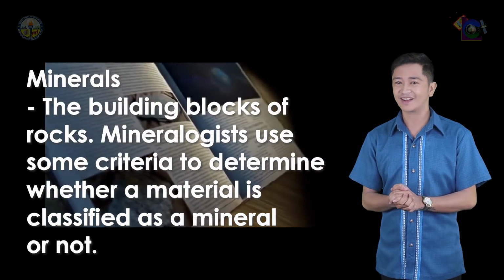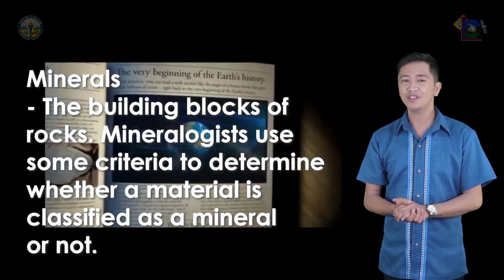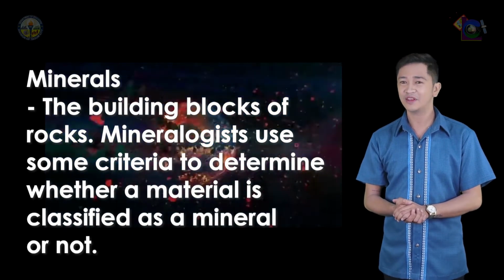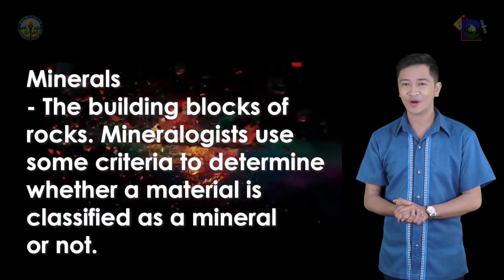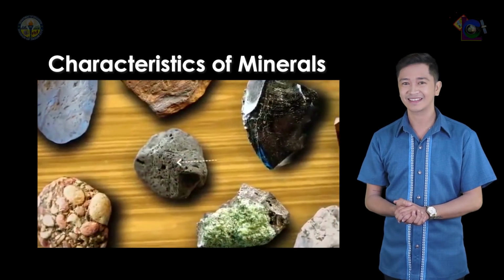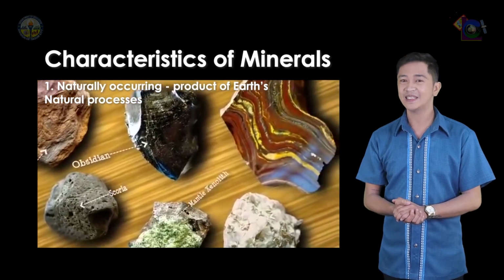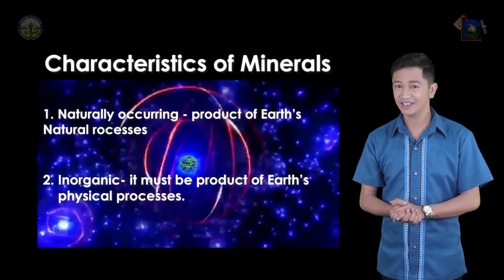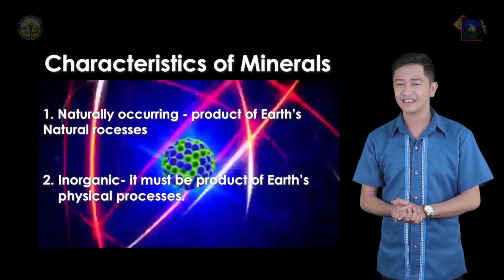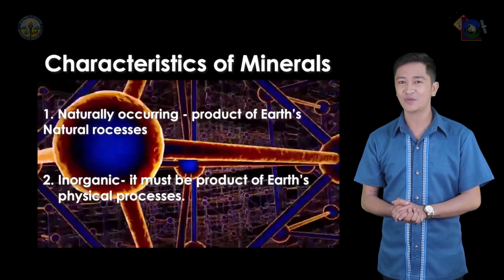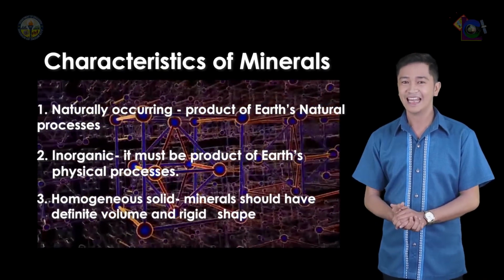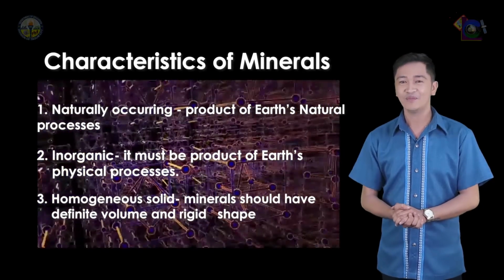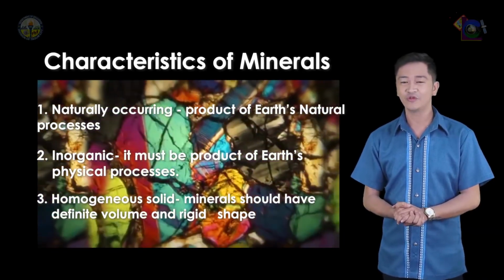Minerals are the building blocks of rocks. Mineralogists use some criteria to determine whether a material is classified as a mineral or not. And to better understand it, take note of the following. Characteristics of minerals. First, it is naturally occurring, a product of Earth's natural processes. Second, it is inorganic. It must be a product of Earth's physical processes. Third, it is a homogeneous solid. Minerals should have definite volume and rigid shape.